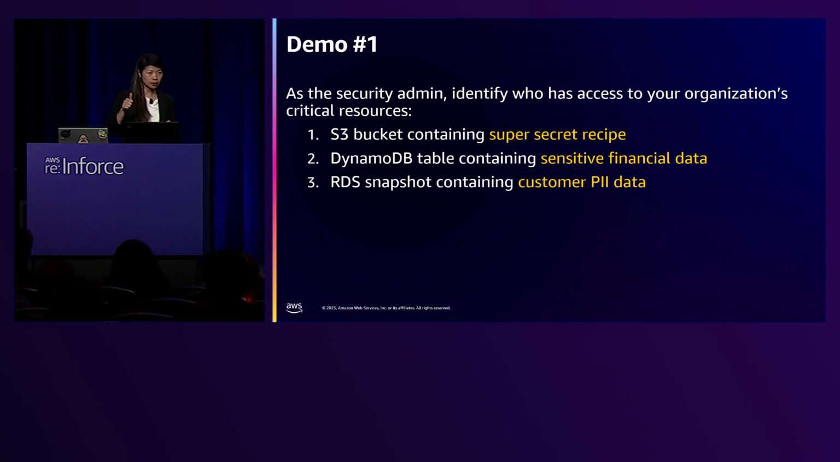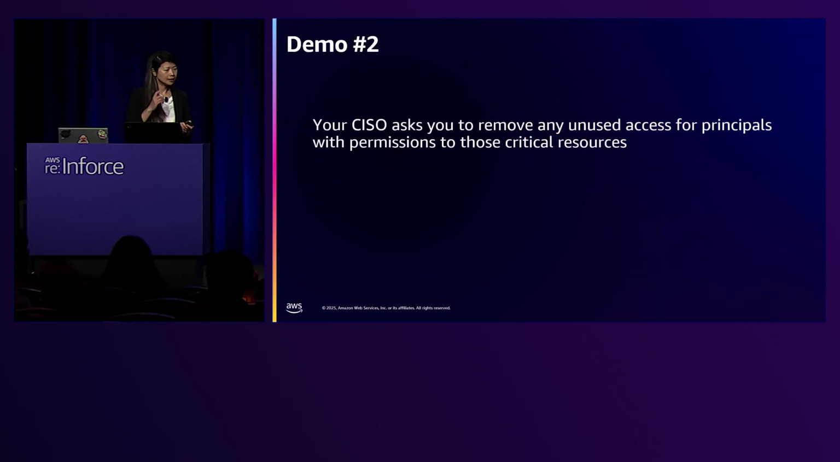So that was demo number 1. I have all of these findings. I can now take this report to my CISO. But my CISO comes back with another ask and says, great, now you've done the baseline. We know who's got access to our crown jewels. Is there any way for you to refine that permission? Are any of the roles and users that have access not actually using any permissions? And can you go and remove those? Again, moving towards least privilege, right?